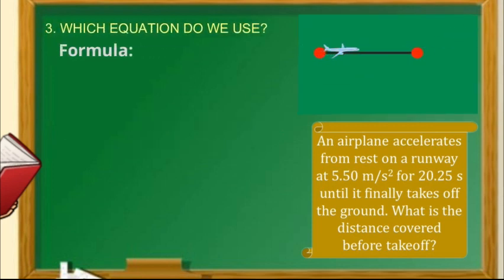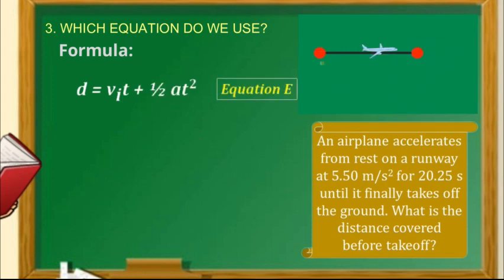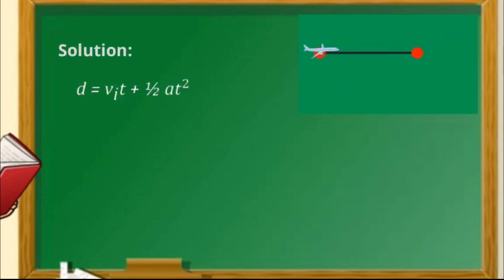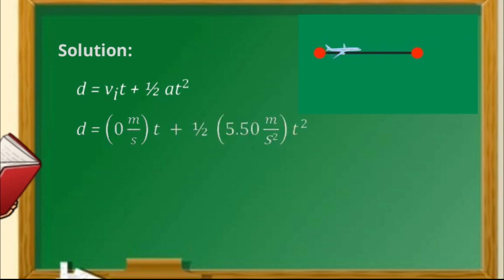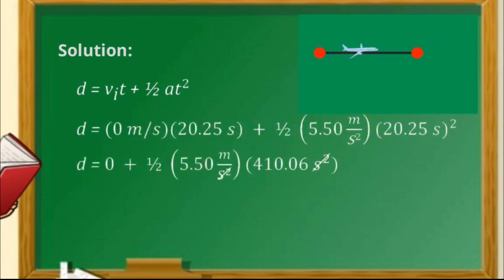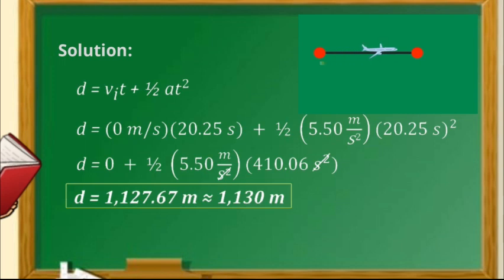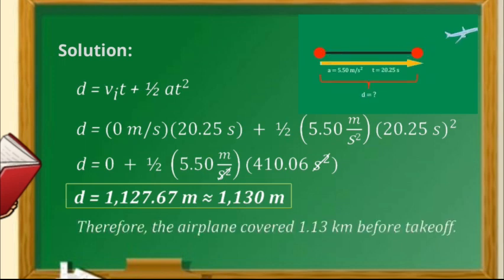Which equation will we use? It must be equation E, since it has all the things we know, plus the thing we want to solve for. Plugging in the values for initial velocity, acceleration, and time, we will get 1,130 meters. Therefore, the airplane covered 1.13 kilometers before takeoff.